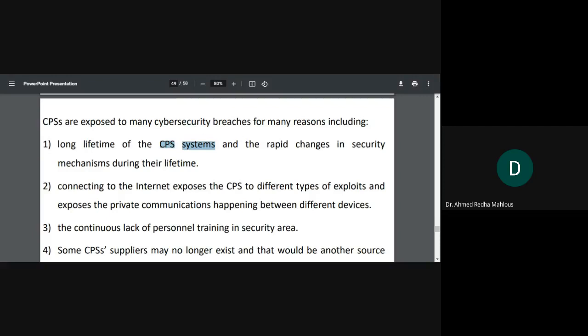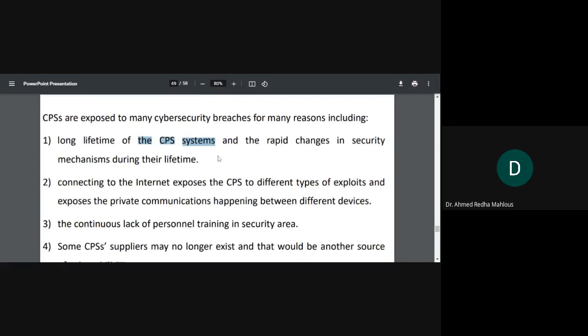In contrast, or in parallel, on the other side, the security mechanism has changed. This is one of the problems. Sometimes there will be no collaboration, or there will be no point shared between the actual security and the CPS system that was built a decade ago.